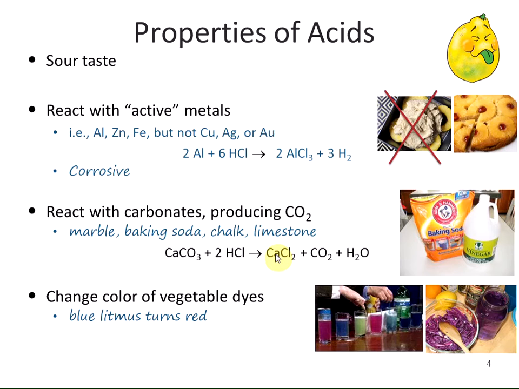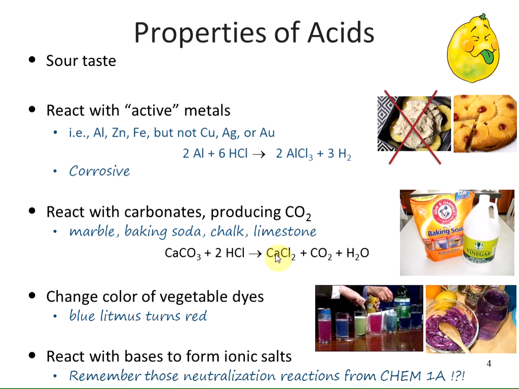Acids also change the color of vegetable dyes. This is because they contain chemicals called phytocyanins. For example, acids turn blue litmus red. And those acids also react with bases to form ionic salt. So acids plus base will neutralize each other. And in the process, they'll form an ionic salt. So this is where you have to remember some of those neutralization reactions that you learned from Chem 1A.